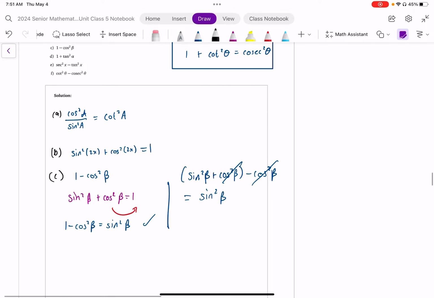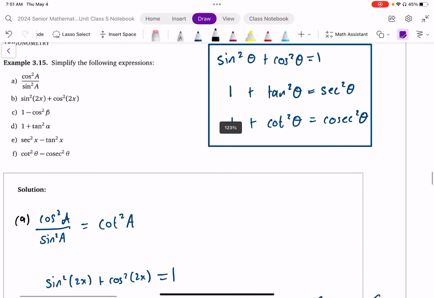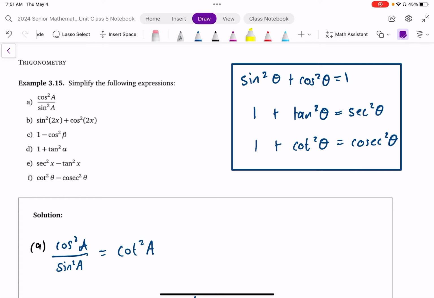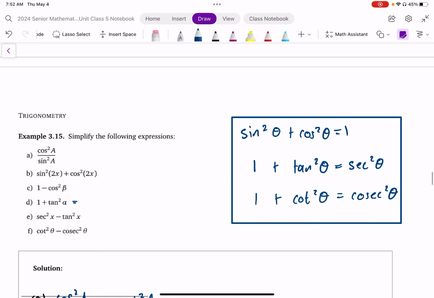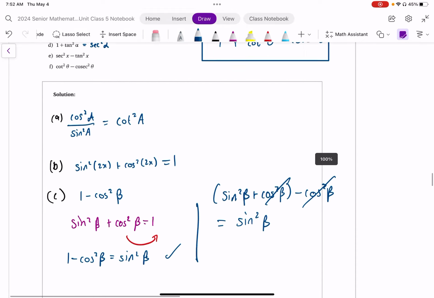Okay. Now, question D, you can just have a look here and you can easily see it. 1 plus tan squared, and then it's not an A, it's alpha, a Greek letter. 1 plus tan squared, well, I've got that exactly. So that one there is actually just going to be sec squared alpha. Okay, that's just a simple substitution. So that will be sec squared alpha. Now let's do question E and F.